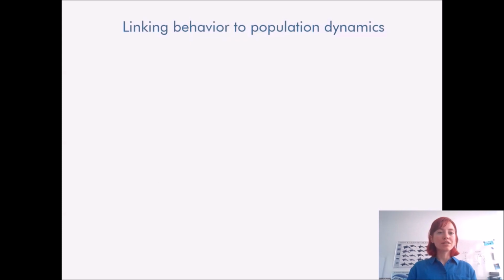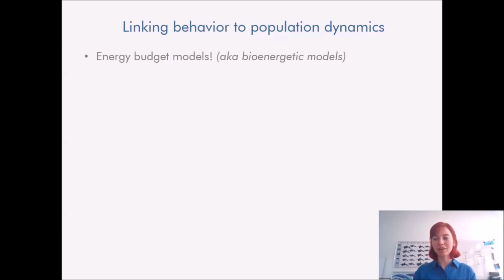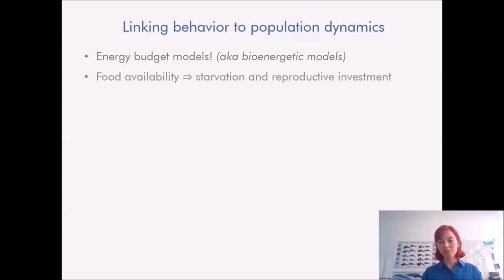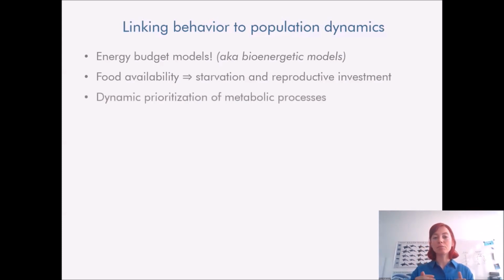All right. So to link behavior to population dynamics, we can use things called energy budget models. A lot of my work is using energy budget models. Not all the examples I'll get into today will have an energy budget, but most of them will. These can be useful for linking changes in food availability or changes in environmental conditions to the probability of starvation or changes in reproductive investment of individuals. And they allow animals to dynamically prioritize different metabolic processes. So under times of maybe nutritional stress, animals may prioritize their own survival over non-vital functions.